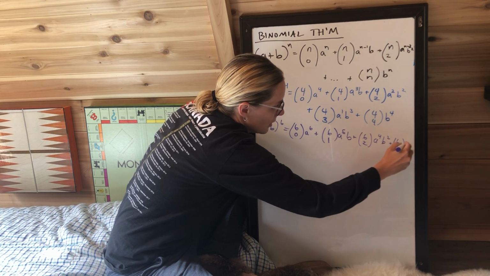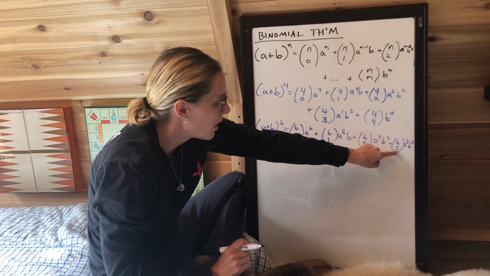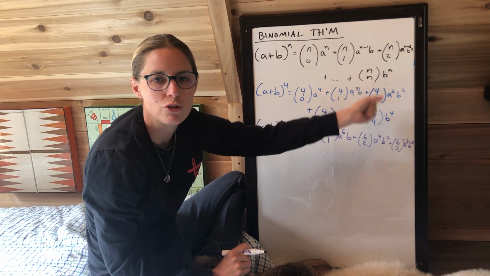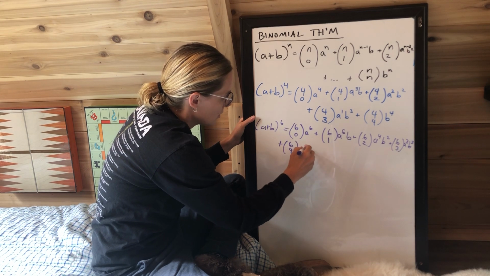6 choose 3. A goes down by 1. B goes up by 1. And then you have to keep going. How do I know where to stop? When you choose yourself. So I go to the next one. 6 choose 4. A squared, b to the 4.